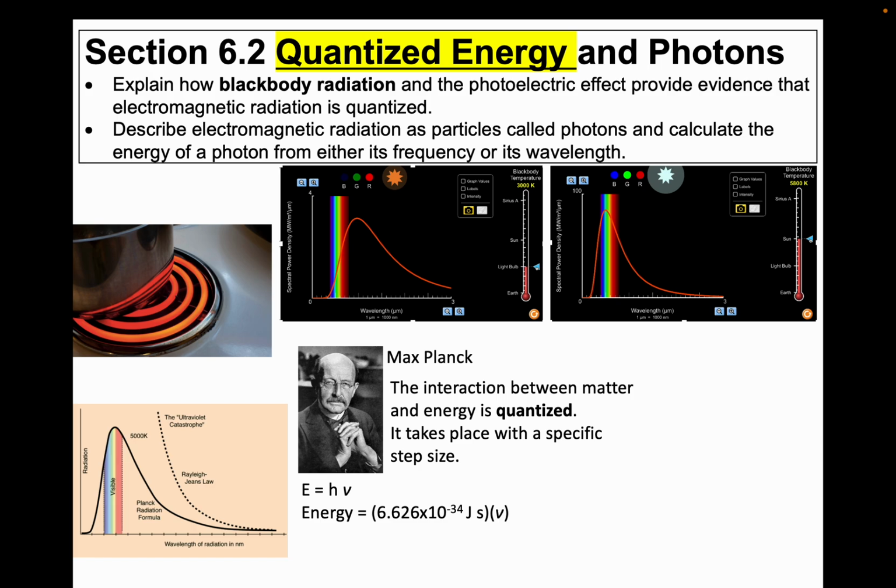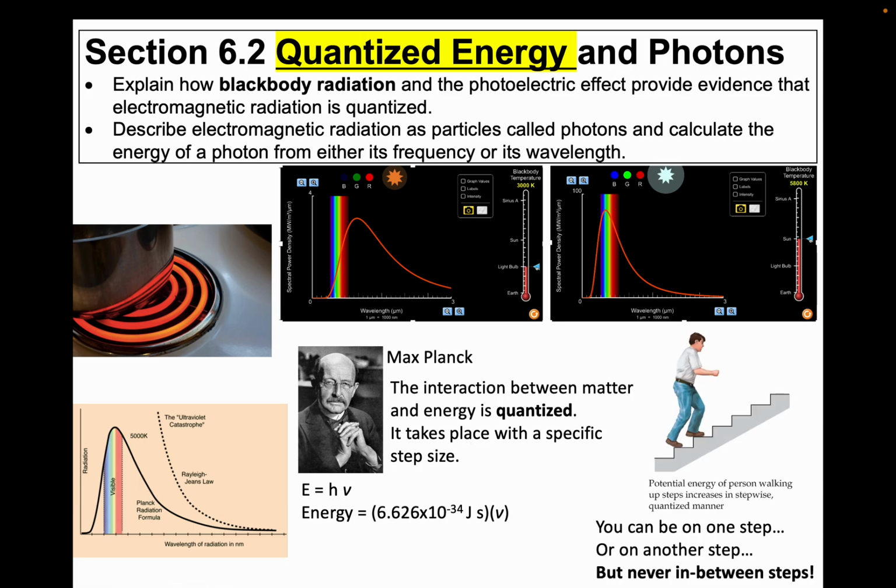The equation E equals h nu is going to be one that we use. E is the energy, nu is the frequency, and h is Planck's constant, 6.626 times 10 to the negative 34. That's going to tell us the step size for this interaction between matter and energy. And when I say step size, if we were to think about potential energy, this staircase here is quantized.